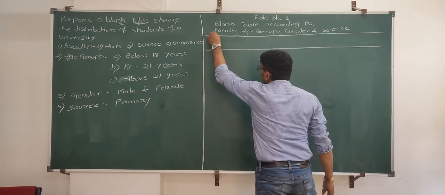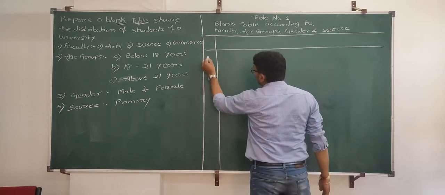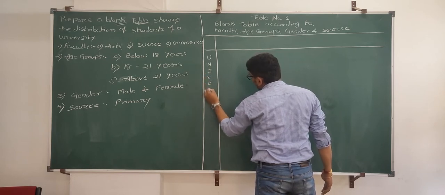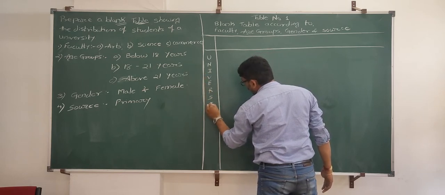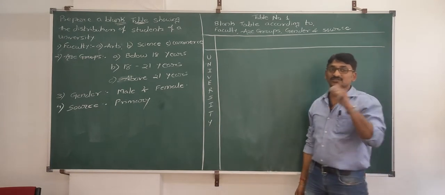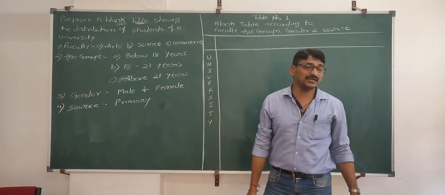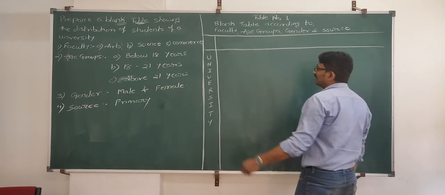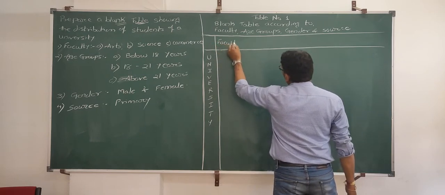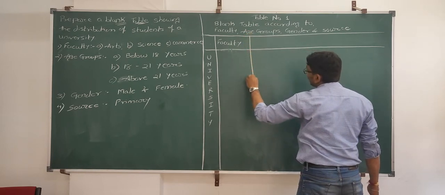So first column. First a small column I will prepare. Here I will write university. This is your first information. Now you go according to the given information. Here faculties are given. Here you write second column as faculty.